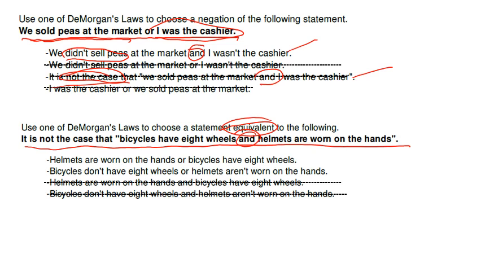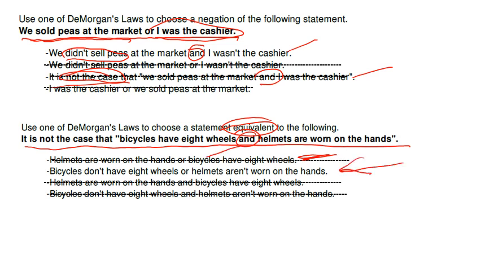Well, if you look at this, the second step in De Morgan's law is you take the opposite of the first one. Well, that's not the case for the first statement here. Opposite of bicycles have 8 wheels. Bicycles don't have 8 wheels, so we know it can't be that one. It has to be the last one here, and here's why.